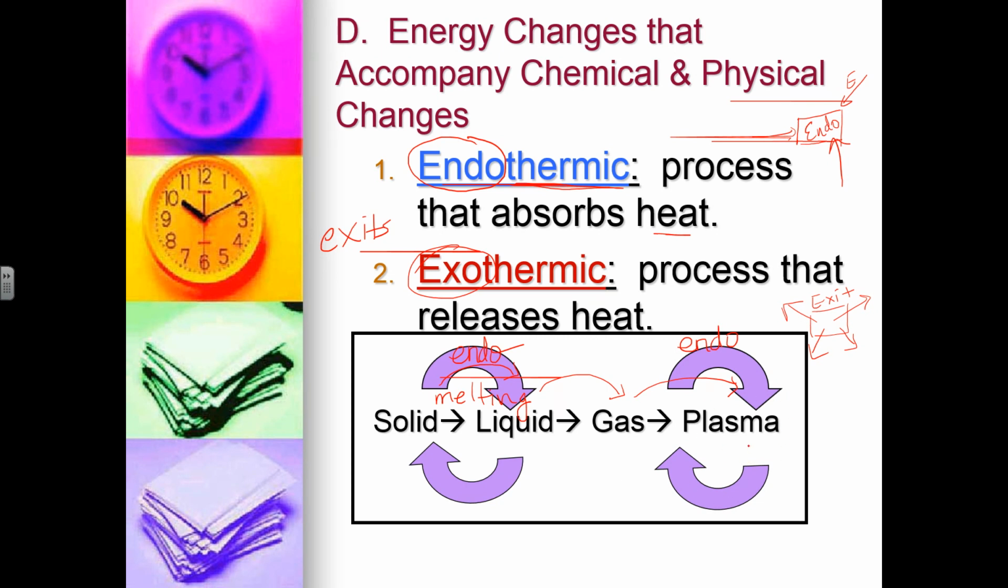Now, if you're coming backwards, if the plasma is going to change back to a gas, it's got to lose energy, exothermic. If the gas is going to change back to a liquid, it's got to lose more energy, exothermic. If the liquid is going to change to a solid, it's got to get cold, y'all, exothermic. So this little visual, if you will, if you put the states of matter in order, solid to liquid to gas to plasma, anytime you're going in the forward direction is always endothermic. Anytime you're coming in the reverse direction is always exothermic.